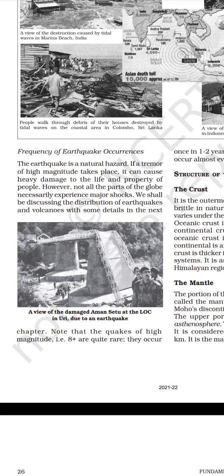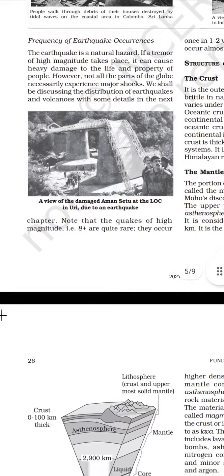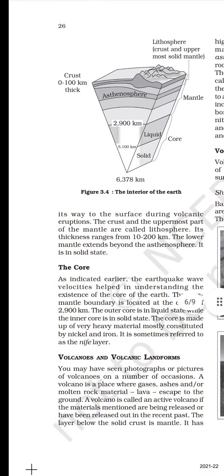The mantle. The portion of the interior beyond the crust is called the mantle. The mantle extends from Moho's discontinuity to a depth of 2,900 kilometers. The upper portion of the mantle is called asthenosphere. The word asthenos means weak. It is considered to be extending up to 400 kilometers. It is the main source of magma that finds its way to the surface during volcanic eruptions.